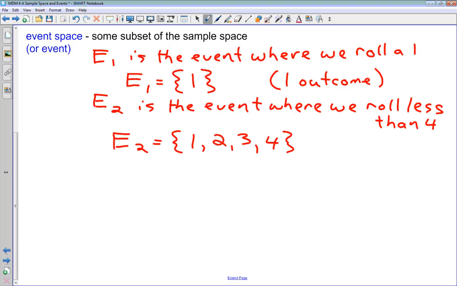Okay, so we have, should I have 4 in there? Ryan's shaking his head. No, I shouldn't, because I said it should be less than 4, so I should take out that 4. So we have 3 outcomes in this event space that corresponds to the event we roll less than a 4.